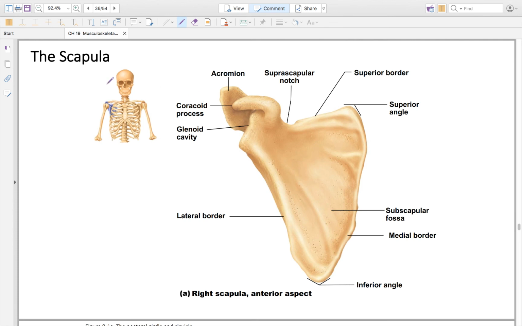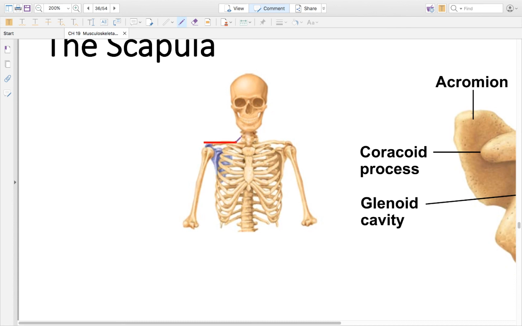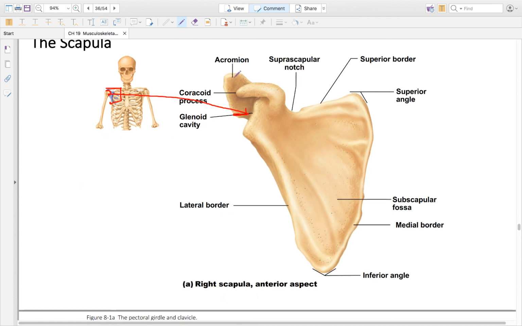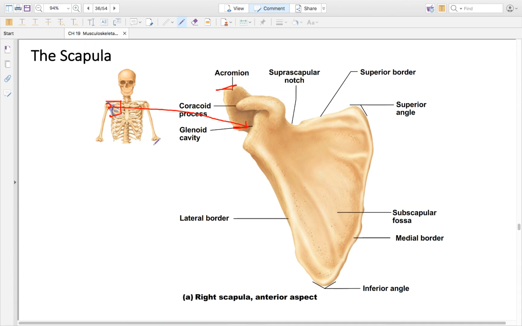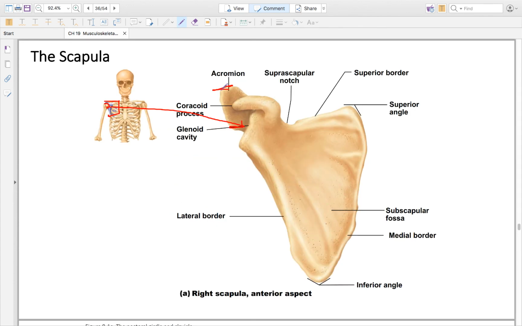Okay, the scapula. The scapula is your shoulder blade, and of course your upper arm, your humerus. Let's zoom in on this little guy right here. The scapula is highlighted, and it's definitely showing right there the humerus where it connects. That is the glenoid cavity right here, and the acromion here is where the clavicle connects. Acromial and acromion. That's why it's called that.